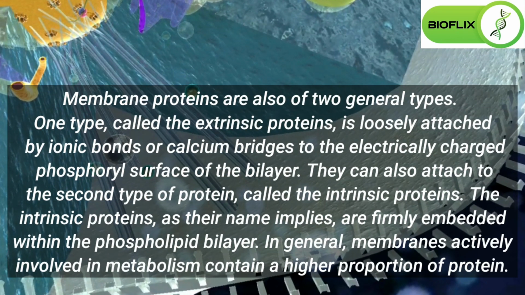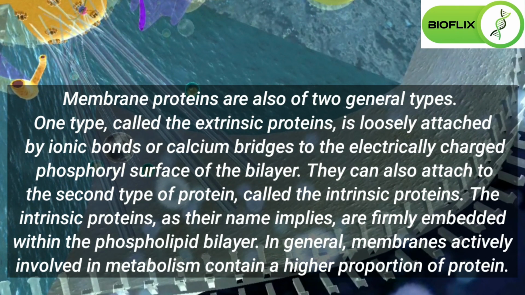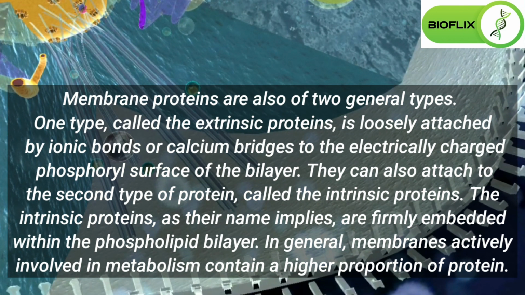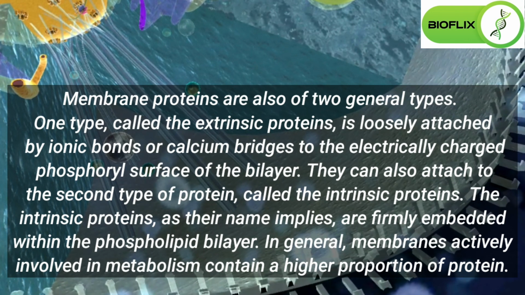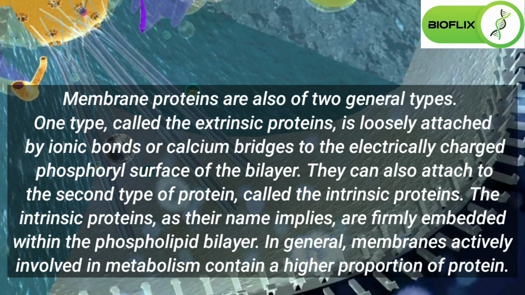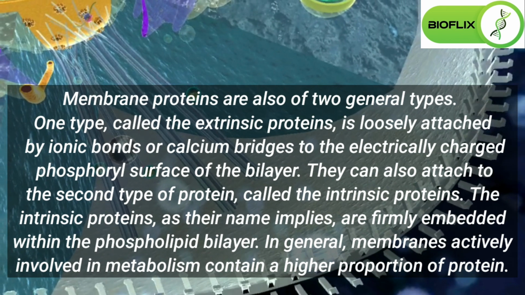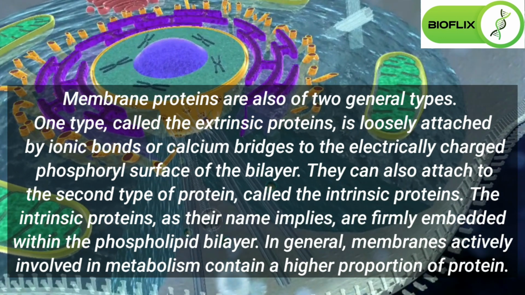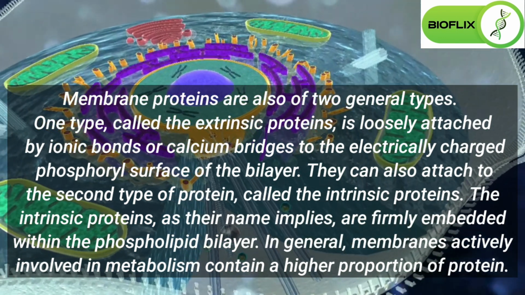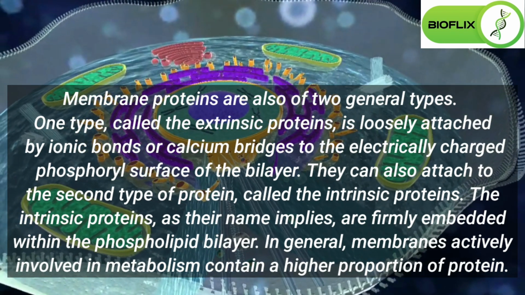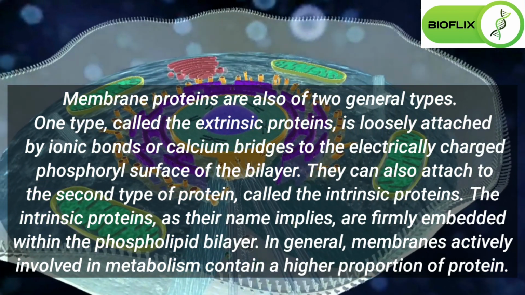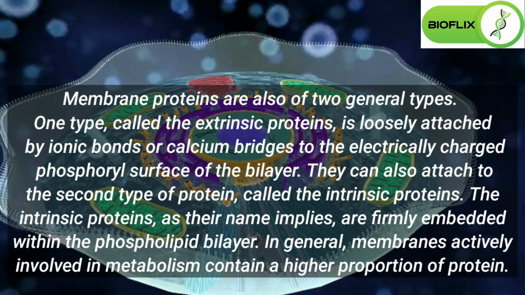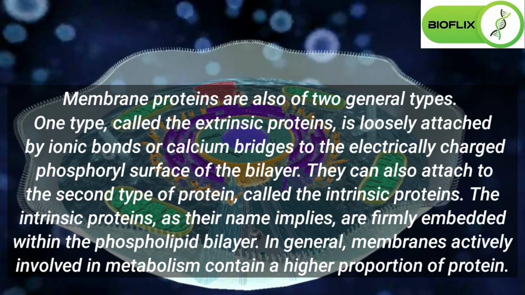Membrane proteins are also of two general types. One type, called the extrinsic proteins, is loosely attached by ionic bonds or calcium bridges to the electrically charged phosphoryl surface of the bilayer. They can also attach to the second type of protein, called the intrinsic proteins. The intrinsic proteins, as their name implies, are firmly embedded within the phospholipid bilayer. In general, membranes actively involved in metabolism contain a higher proportion of protein.